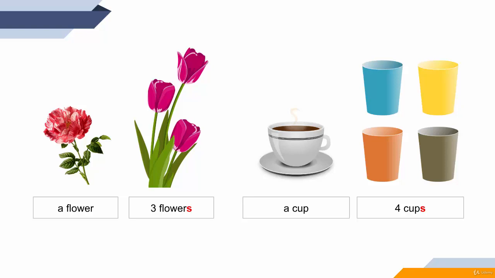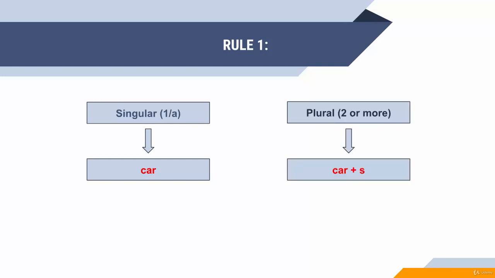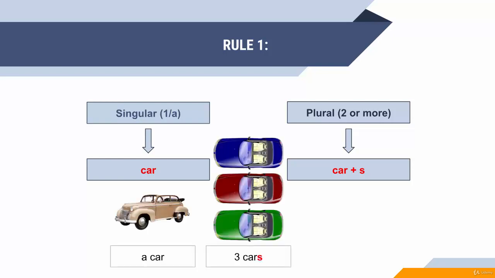It's clear. You have the singular. After that, the plural is formed with s. You just add s at the end of the singular form. And the plural form is used when you speak about two or more things. A car, three cars.